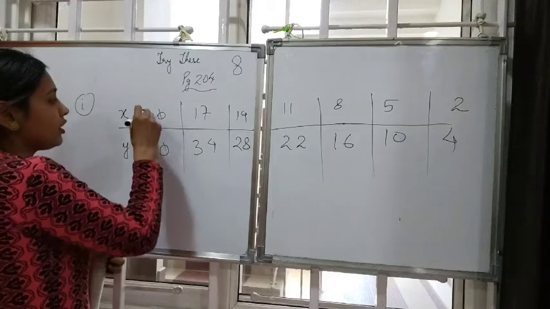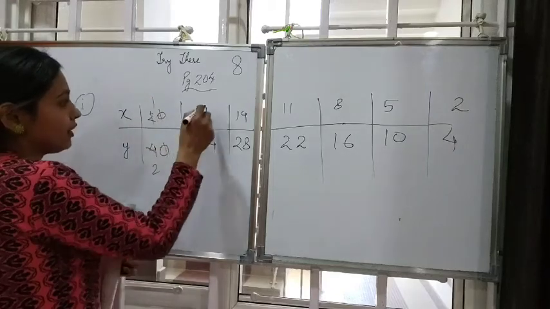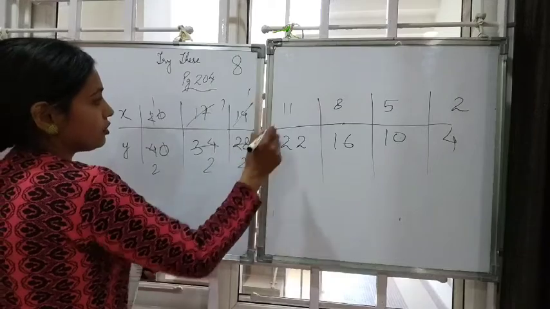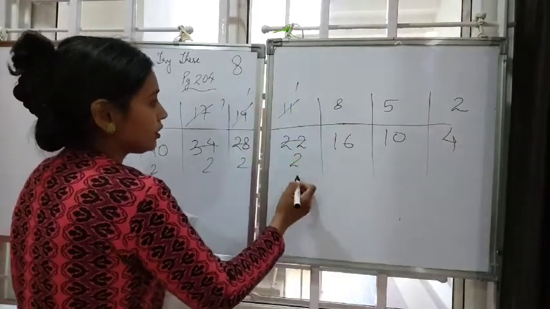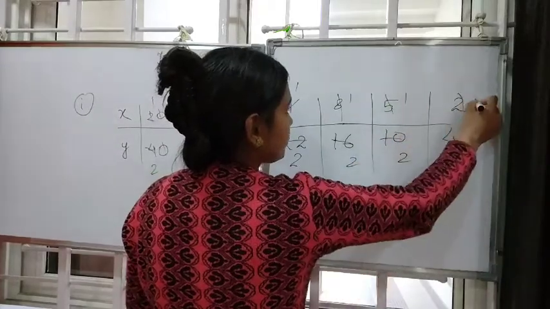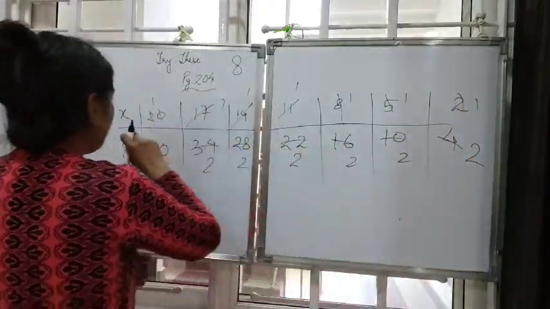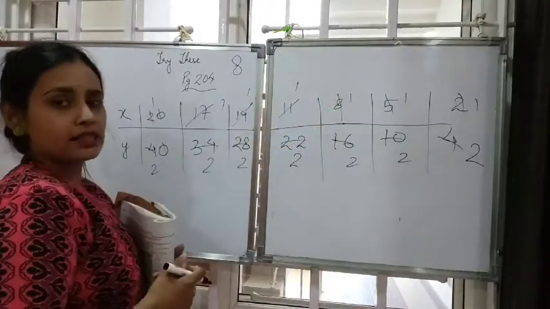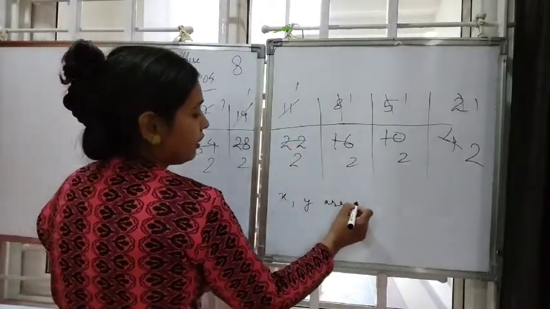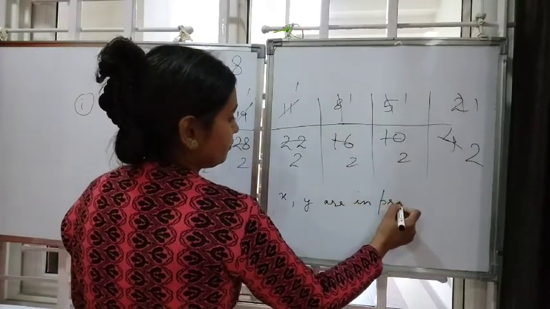So here the 0s got cancelled. 1 ones are 1, 2 twos are 2, so here 1 by 2. 17 ones are, 2 twos are. 14 ones are, 2 twos are. 11 ones are, 2 twos are. 8 ones are, 2 twos are. 5 ones are, 2 twos are. 2 ones are and 2 twos are. So here all the ratios are same, that is 1 by 2. Hence x and y are in proportion.